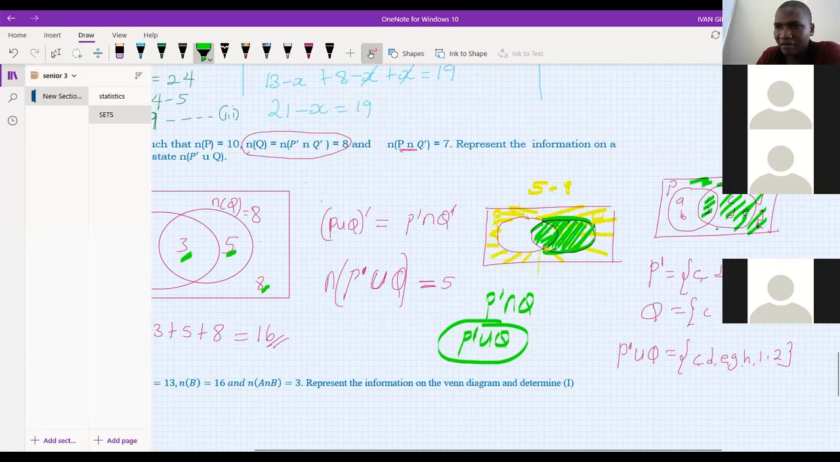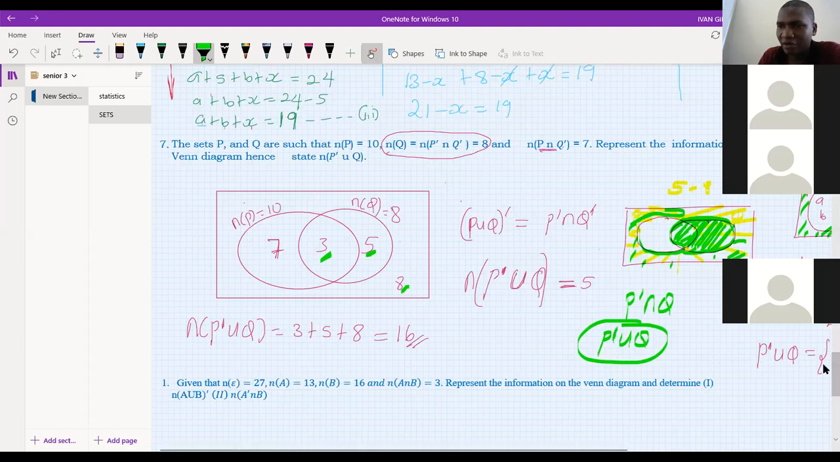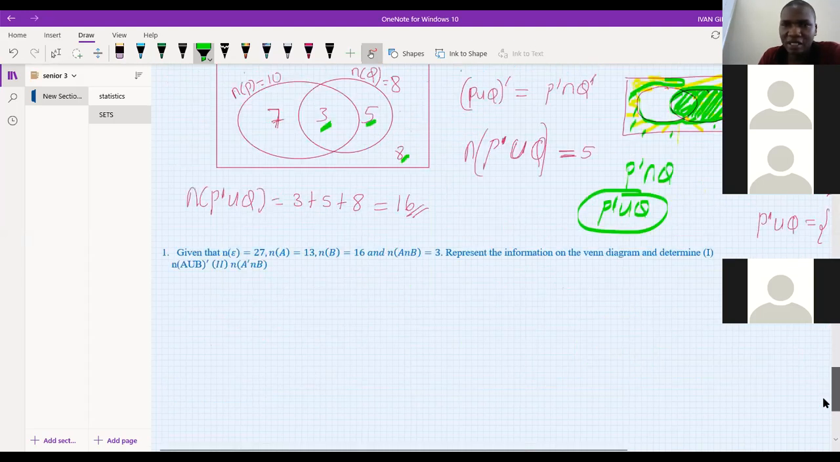If you look at what we're considering here, we're considering all of this region, all outside that. All outside that is the region for P complement union Q, and that's how we came up with that answer. So knowing how to shade the wanted regions in sets is very, very important in helping you identify the regions that are being asked for.